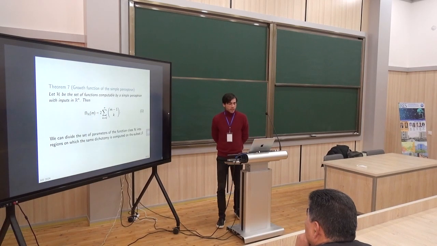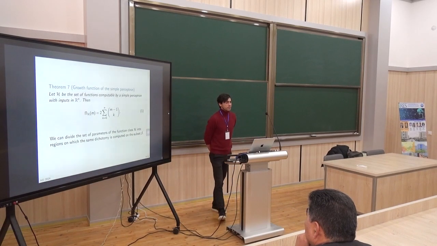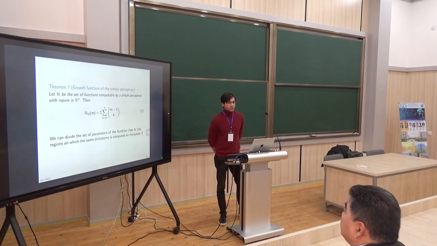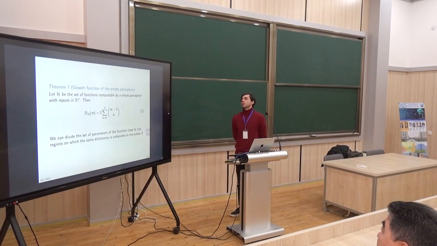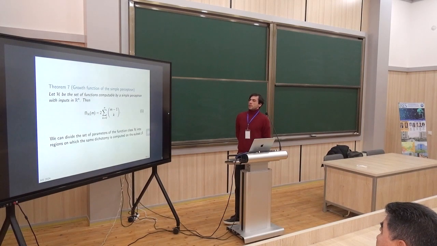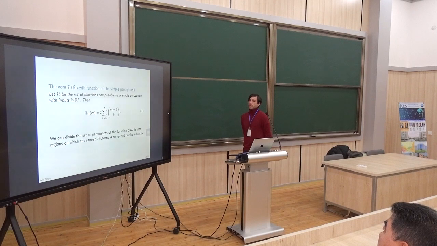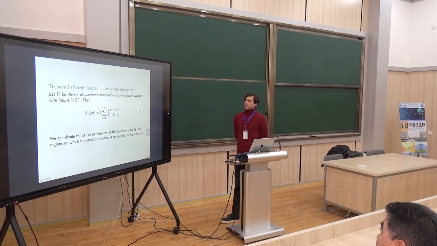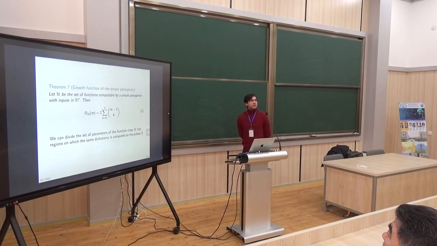More generally, the growth function for the simple perceptron turns out to look like this. So if H is the set of functions computable by the simple perceptron with inputs in Rn, then this growth function takes this particular value: 2 times the sum, n minus 1 choose k, for k running from 0 to n. N is the dimension of the input data, and n is the number of sample points. All right? So this formula looks familiar.